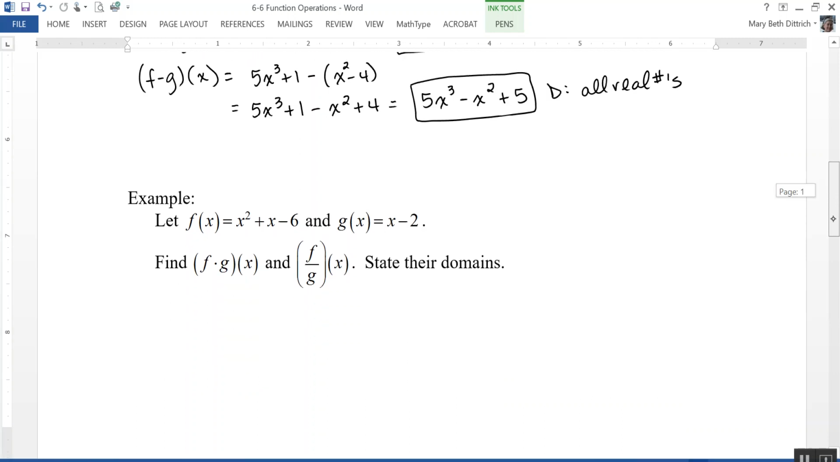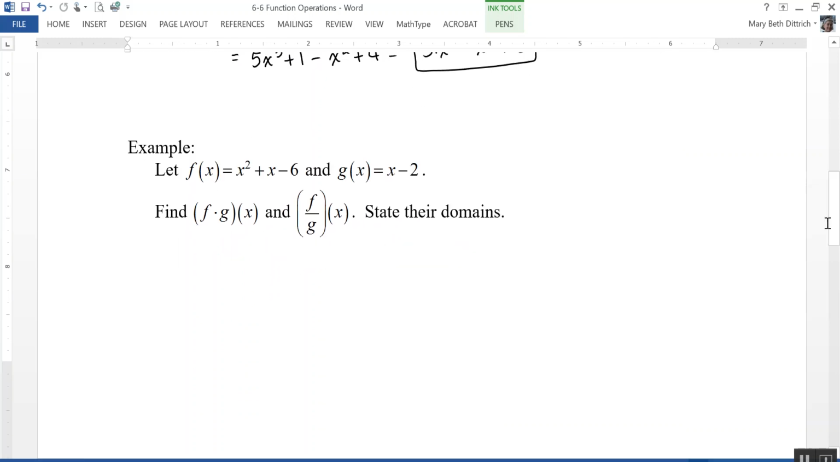Second example, let f of x equal x squared plus x minus 6 and g of x equal x minus 2, and we need to find f times g of x and f divided by g of x. So f times g of x is equal to x squared plus x minus 6 times x minus 2. And here I would just use the distributive property. So I'm going to take this x and distribute it to the trinomial first. That'll give me x cubed plus x squared minus 6x.